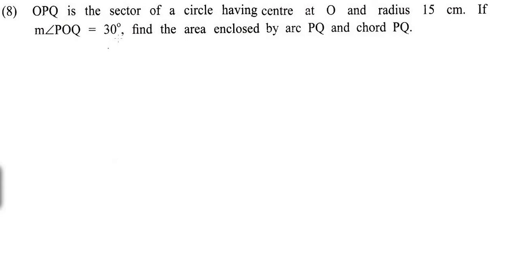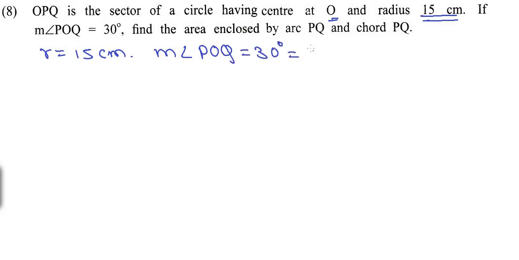Example number 8. OPQ is the sector of a circle having center at O and radius equal to 15 centimeter. Let us write it first. R is given, that is equal to 15 centimeter. If measure of angle POQ is equal to 30 degree, I shall write it directly into radian. You should also be able to write it directly. Pi by 6 radian. Find the area enclosed by arc PQ and the chord PQ.